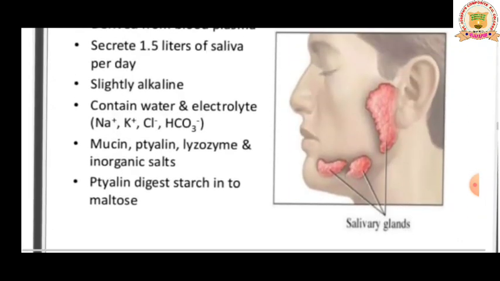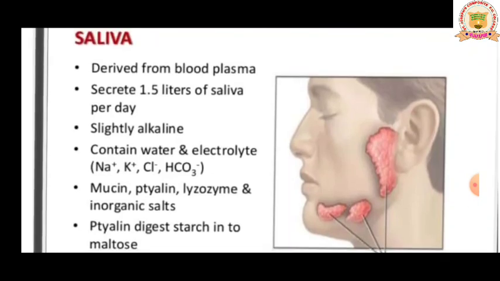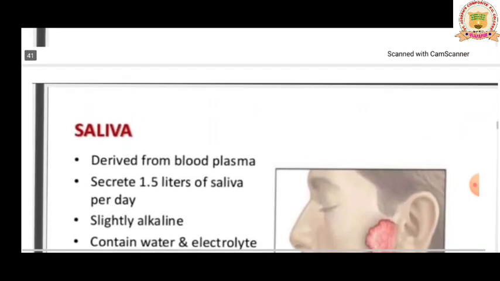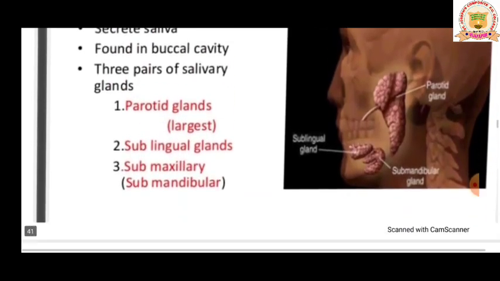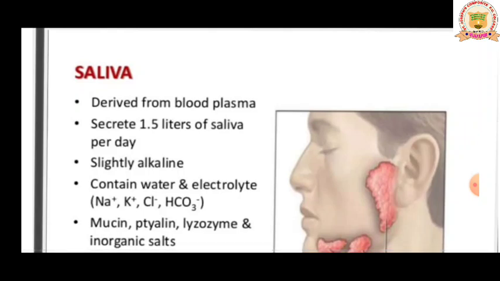So let me put some more information on the saliva. Saliva is secreted from the salivary gland and it is derived from the blood plasma. There are three kinds of salivary glands: parotid, submaxillary, sublingual. It contains mucin, salivary amylase, bicarbonate and lysozyme.